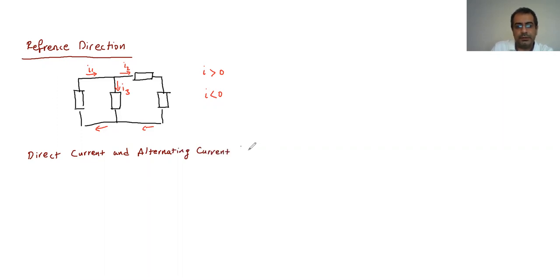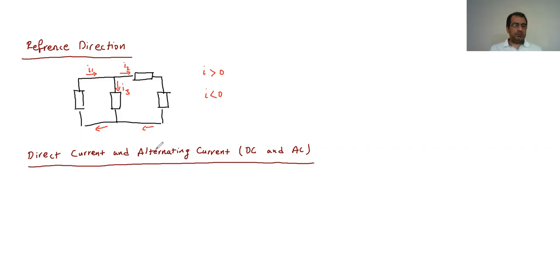Which is simple, they are known as DC for direct current and AC for alternating current. If you're interested, you can go back and read the history. There was a big fight between Thomas Edison and Nikola Tesla. Thomas Edison was supporting direct current as the way to go, and Nikola Tesla was supporting alternating current and said no, that's the one we have to go with.